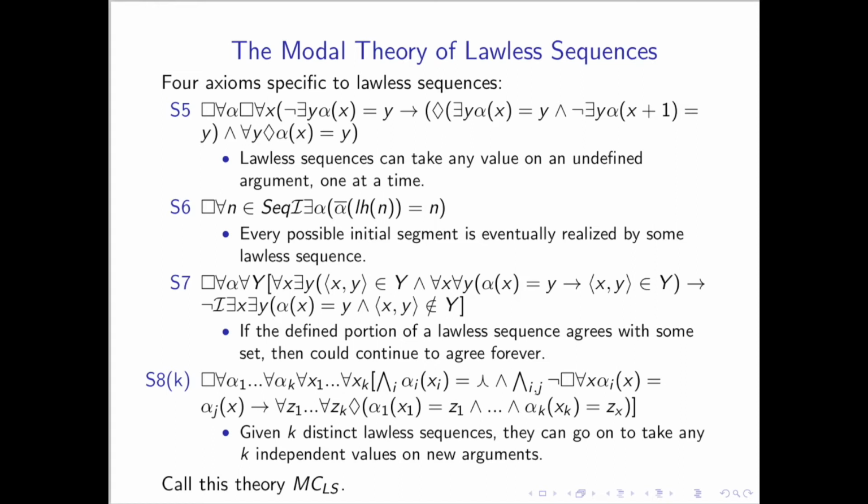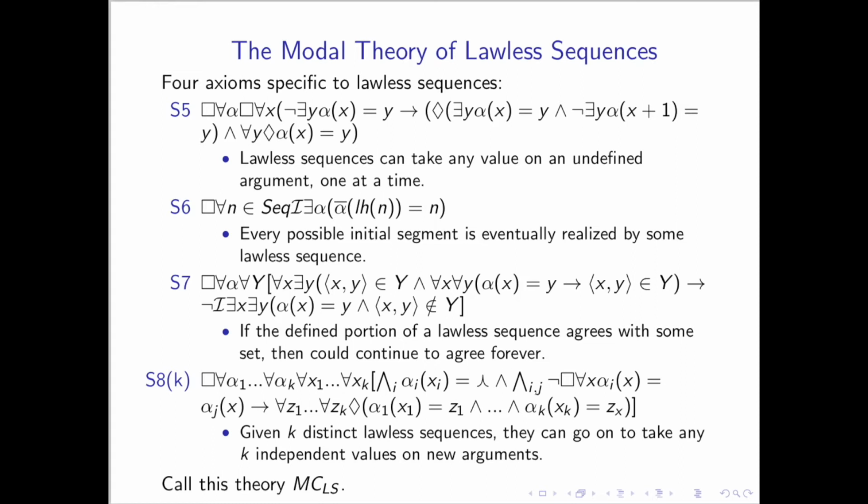So this is kind of like a density axiom. It says that the lawless sequences are dense in that they hit every possible initial segment. And it's motivated intuitively by saying that if there were some sequence number that weren't an initial segment of a lawless sequence, then that could only be because there was some sort of law forbidding it. But these are supposed to be lawless, so nothing should be forbidden.